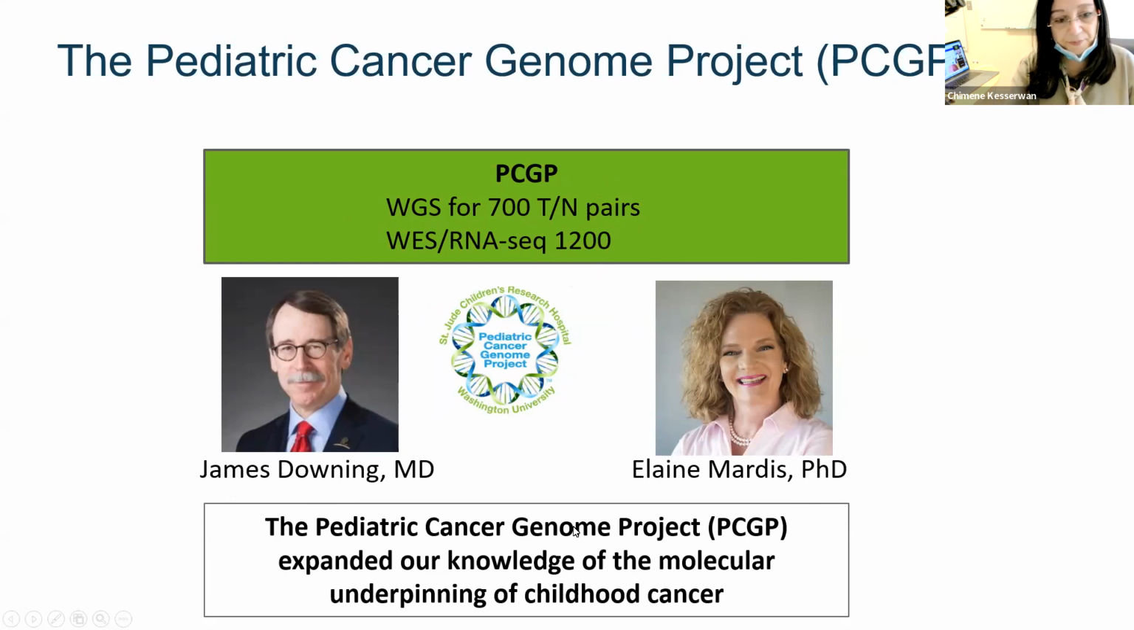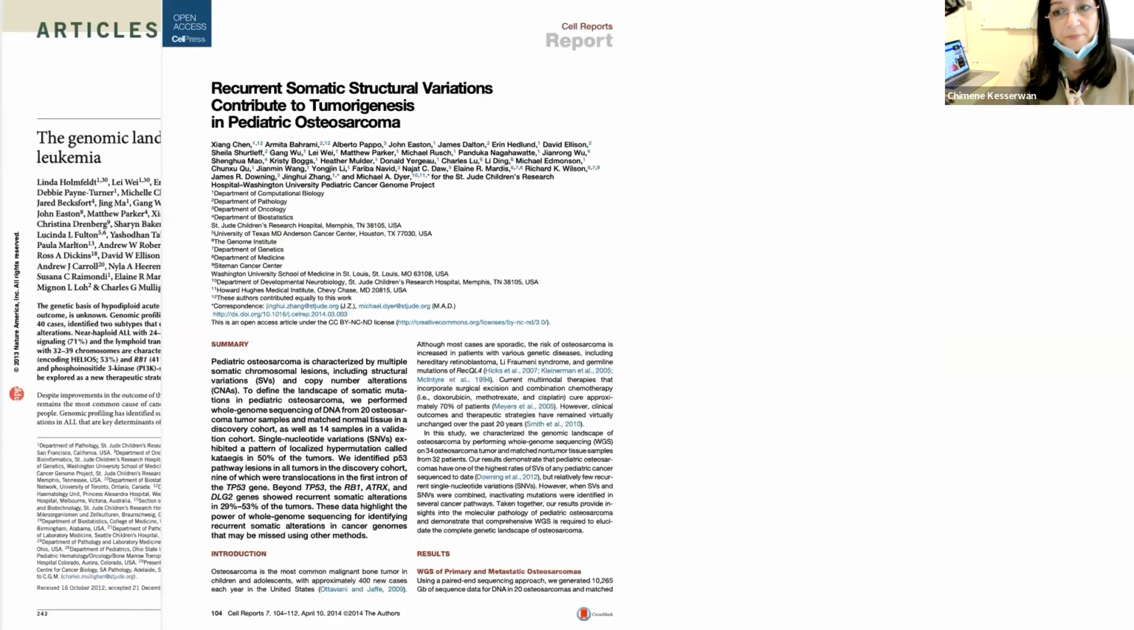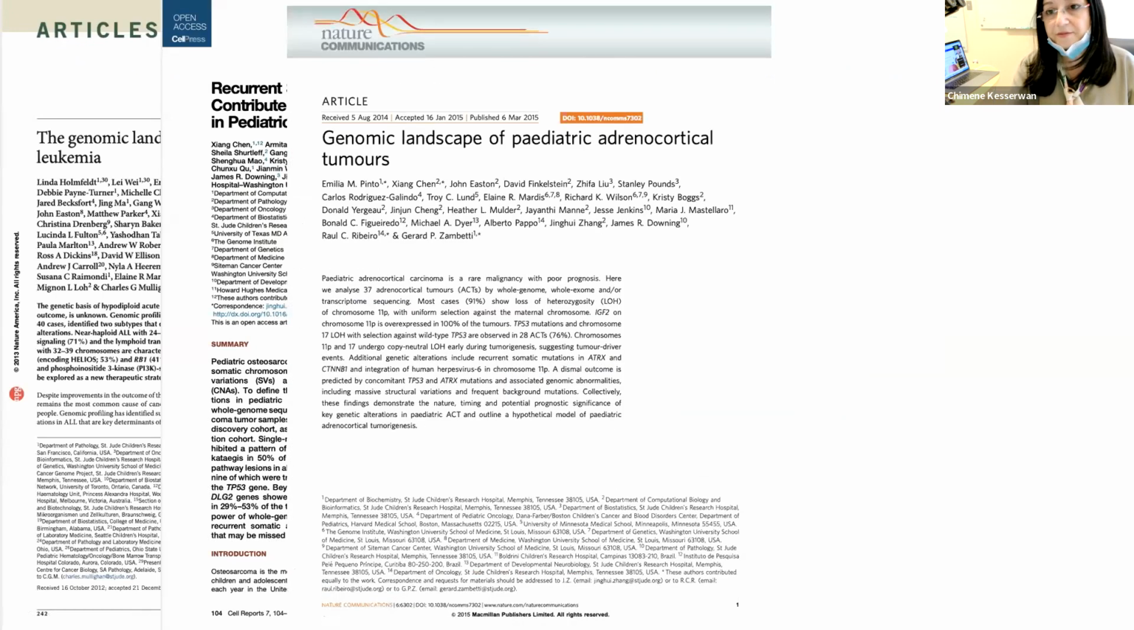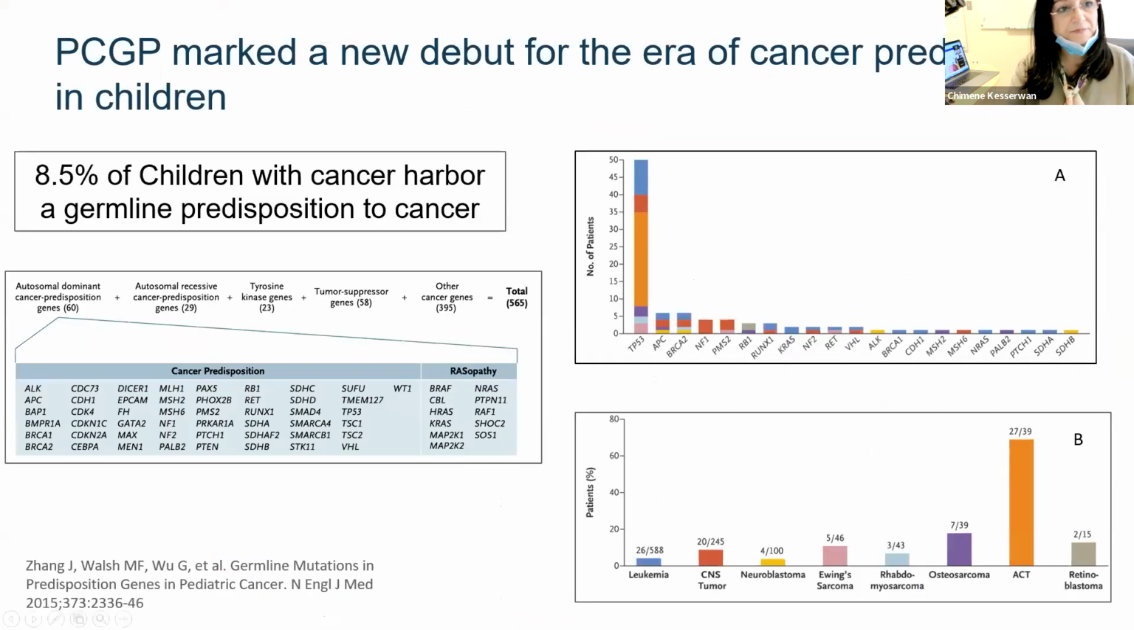The Pediatric Cancer Genome Project expanded our knowledge of the molecular underpinning of childhood cancer and led to a deluge of high impact publications unfolding the landscape of pediatric cancer, and has also marked a new debut for cancer predisposition in children. So here, most of you are familiar with this paper.